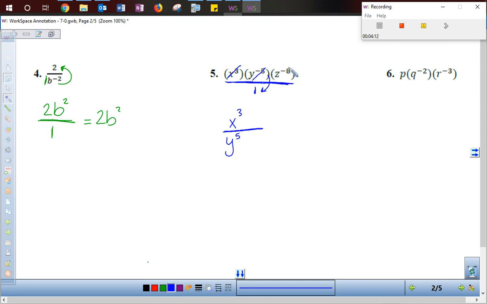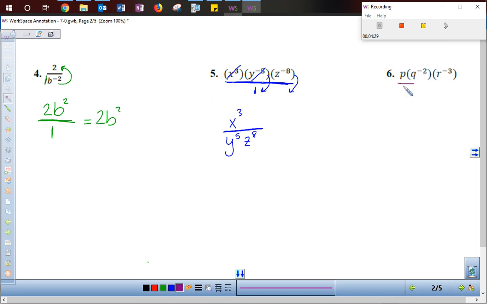Then I can look at my third term, z to the negative eighth. We have a negative exponent, so it needs to move down to the denominator to become z to the positive eighth. Now don't forget to cross your z's, because we're going to have a lot of z's and 2's this chapter. Let's try it again on number 6.